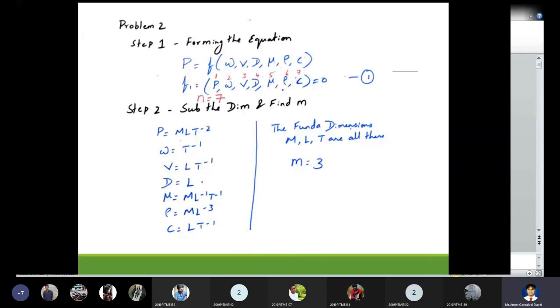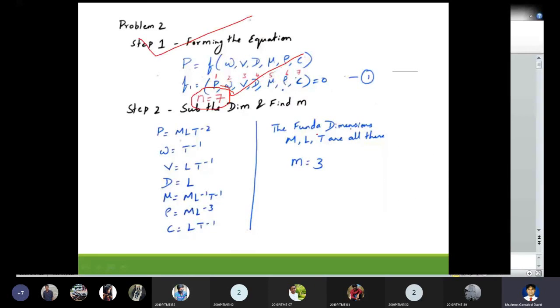So P is equal to f of omega, V, D, mu, rho, C. This is the first step that you have to do, forming the equation. Step 1: f of omega, V, D, mu, rho, C. Then f1 of, I'm going to take the P value inside this and put it as the first parameter. And if I count it out, I'm getting 7 parameters. Clear? Now I have that counted out and I put it as n is equal to 7. So this is my first step.